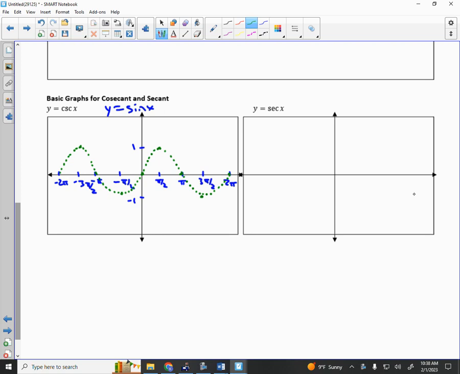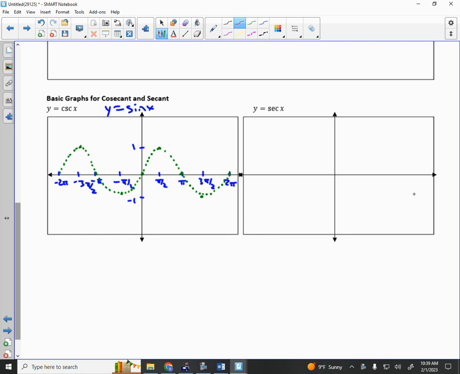And I dashed the graph because I was like, that's not the actual graph of cosecant. I know that. It's the graph of sine. But maybe I can use something about the graph of sine to determine the graph of cosecant. Because I know the relationship between cosecant and sine. They're reciprocals of each other.